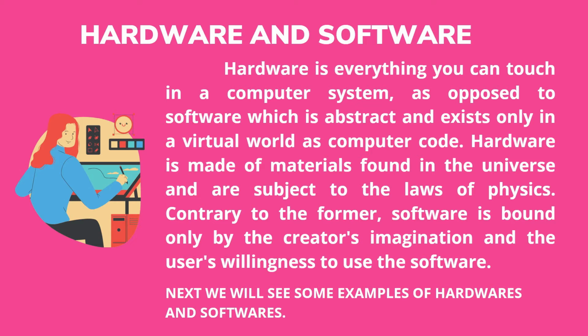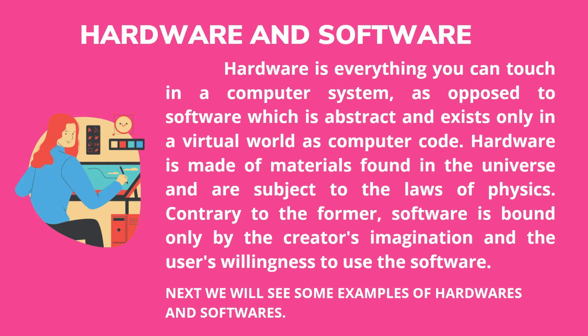Next, we will discuss what is hardware and software in a computer system. Hardware is everything you can touch in a computer system, as opposed to software, which is abstract and exists only in a virtual world as computer code. Hardware is made of materials found in the universe and are subject to the laws of physics. Contrary to the former, software is bound only by the creator's imagination and the user's willingness to use the software.